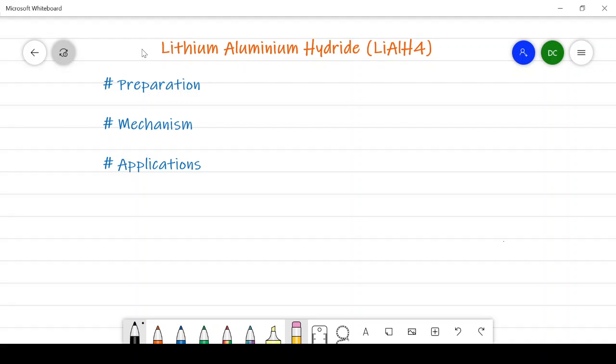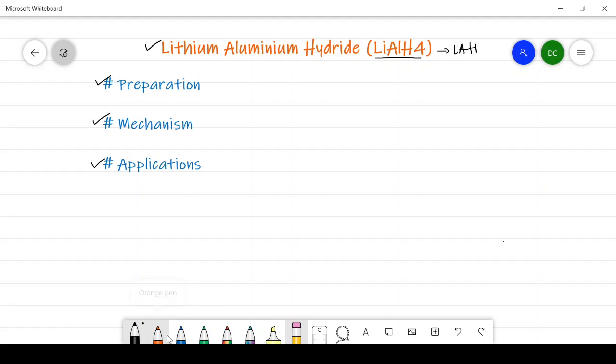Hello friends, in this lecture we will begin with a new synthetic reagent, lithium aluminum hydride. It is commonly called LAH and has the formula LiAlH4. This lecture mainly deals with the preparation of lithium aluminum hydride, the mechanism or how it works in organic reactions, and the applications of lithium aluminum hydride.